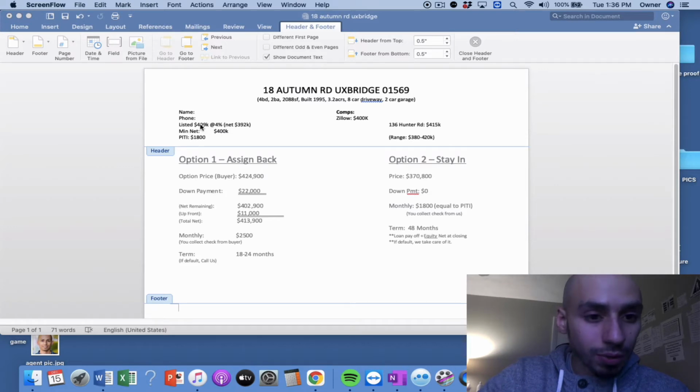So I saw here that it was listed on the market, which means after a 4% commission, which it was listed at, they're going to net somewhere around $392K. So my goal is to always help them net more than whatever it was or is currently listed at.